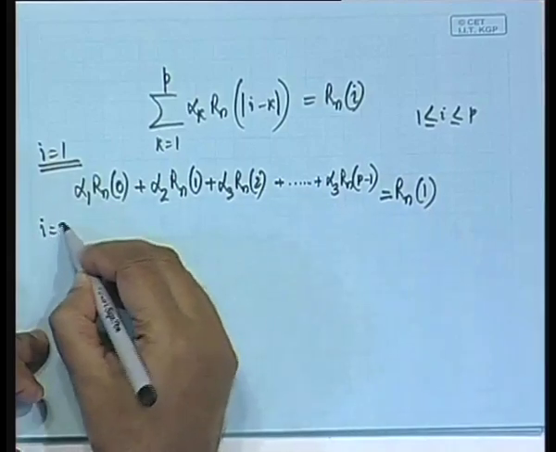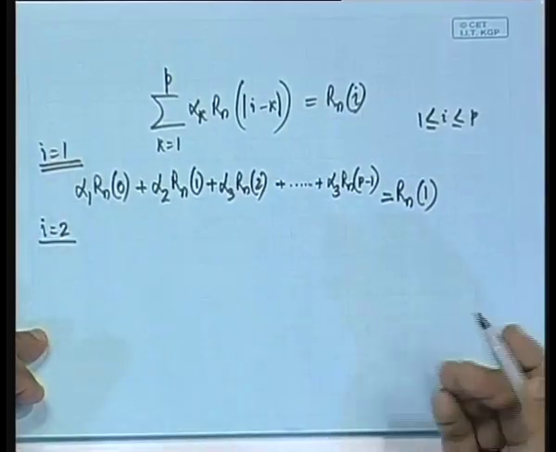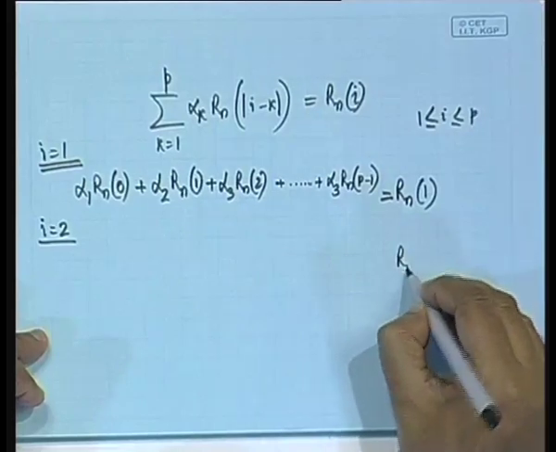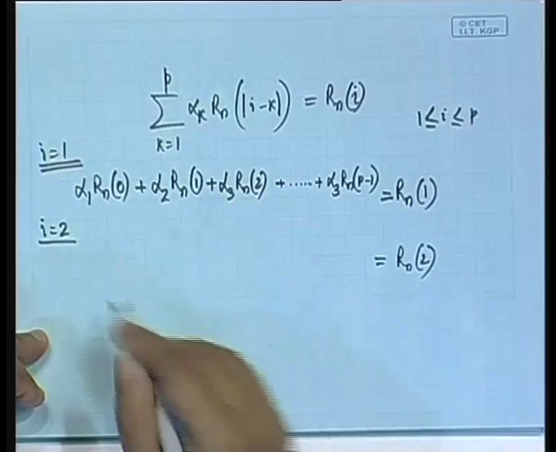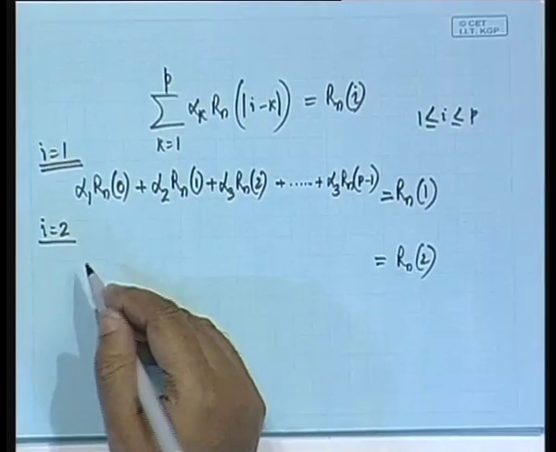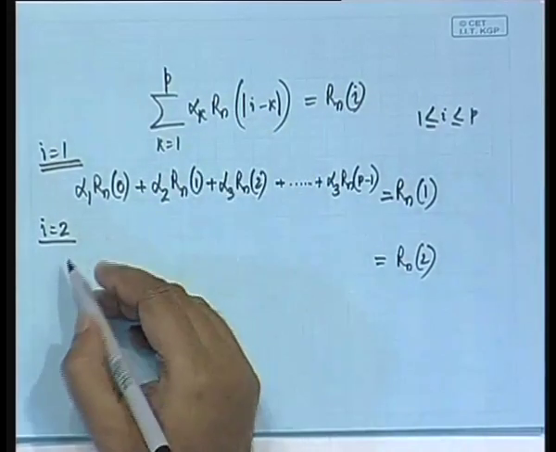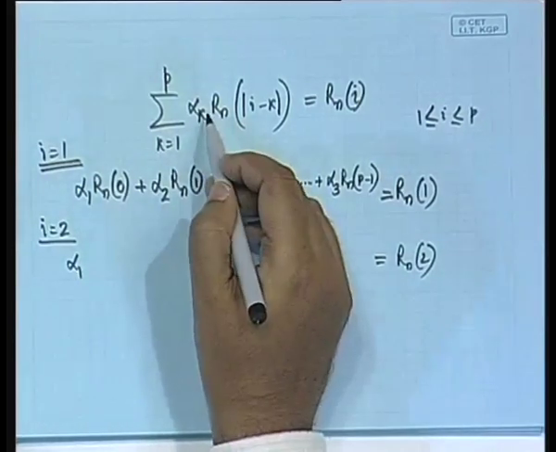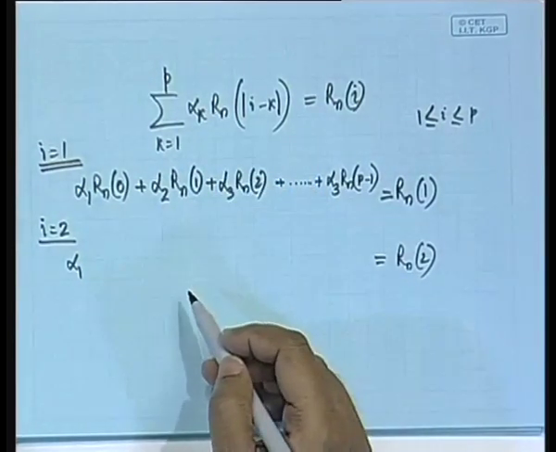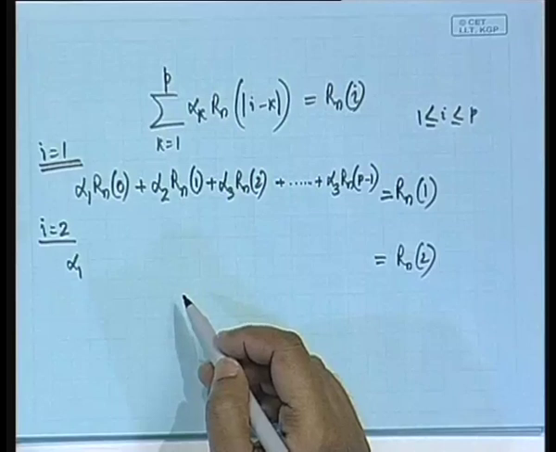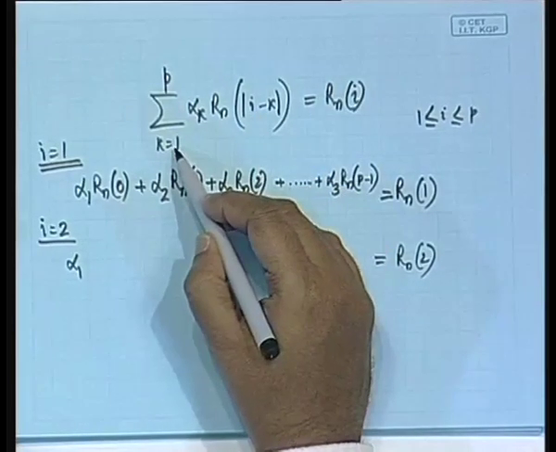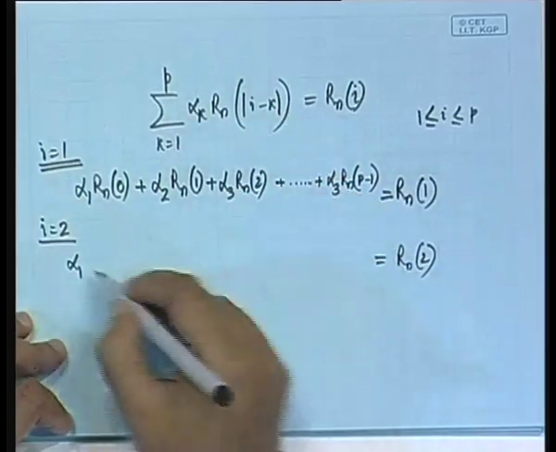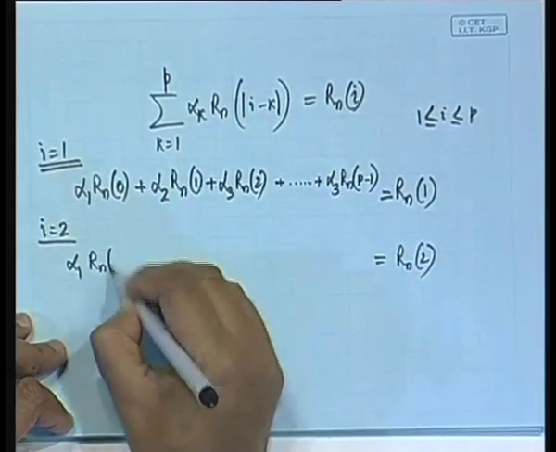Now we make i is equal to 2. So we compute Rn 2, right. So Rn 2 will be equal to what? Again alpha 1 we have to start with. This time what are we going to write? Alpha 1 Rn, this time we have to write 1 because i is 2 and k starts with 1. So 2 minus 1, 1. So alpha 1 Rn 1.